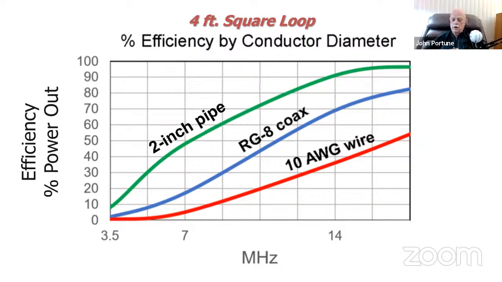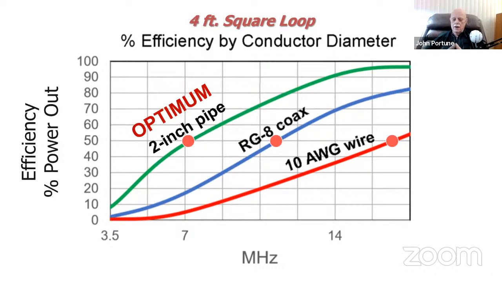RG8 is barely usable down to 20 meters. And a piece of 10 gauge wire is hardly usable at all. So realize the biggie in magnetic loop designs is to make the conductor big in proportion to its diameter. And here's approximately where the efficiency falls apart at about 50% loss. That's a fair amount of loss, but it's a workable amount of loss for most hams, 1 S point.